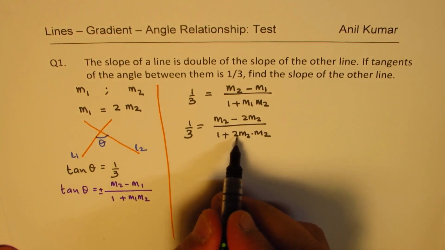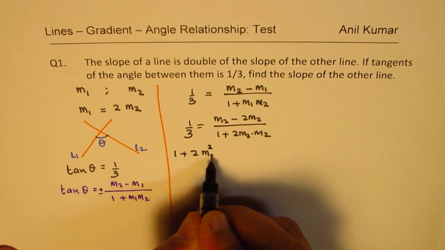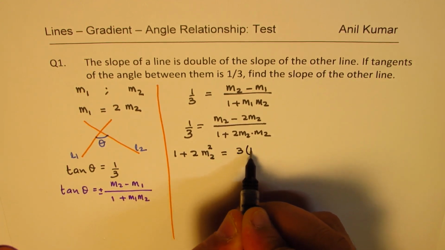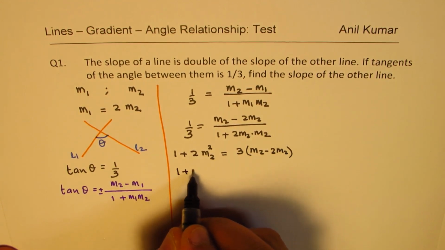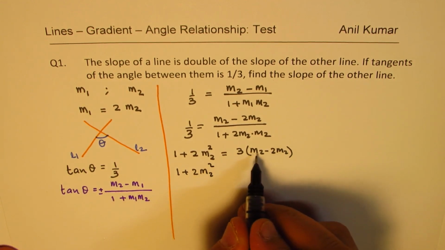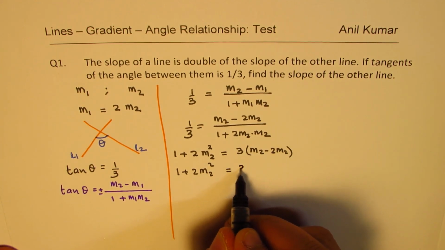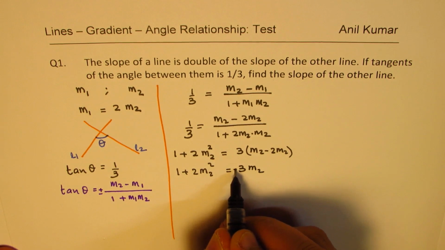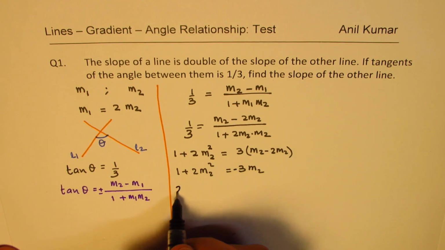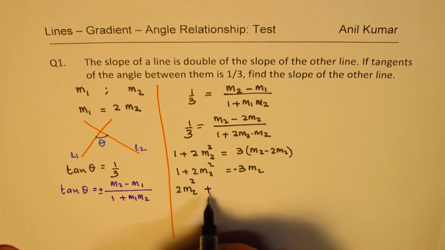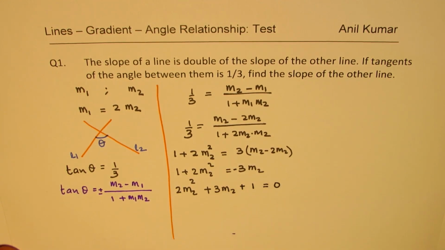Now we can cross multiply, so bringing it here, we get 1 plus 2 times m2 square equals 3 times m2 minus 2m2. Well, m2 minus 2m2 is minus m2, so it equals 3 times m2 with a negative sign. Now, we have a quadratic equation right there. We can write this as 2m2 square plus 3m2 plus 1 equals 0.